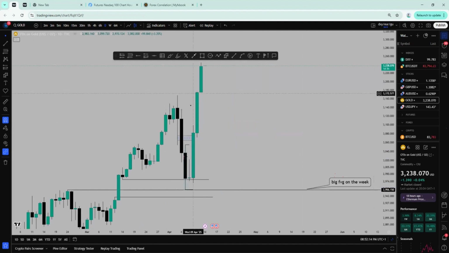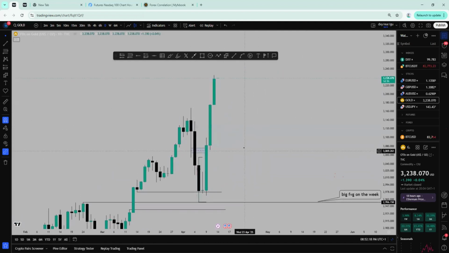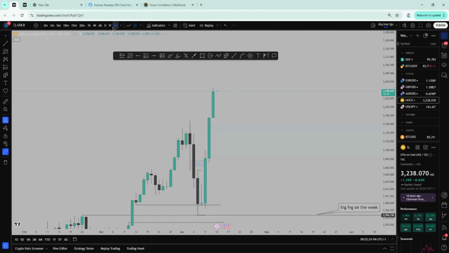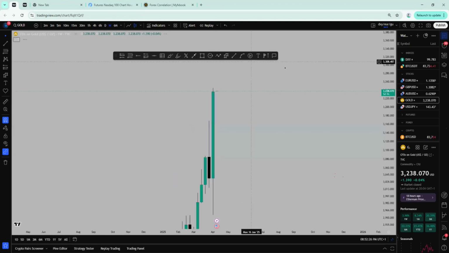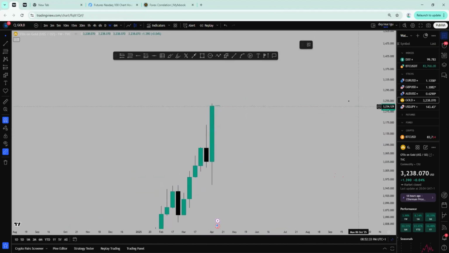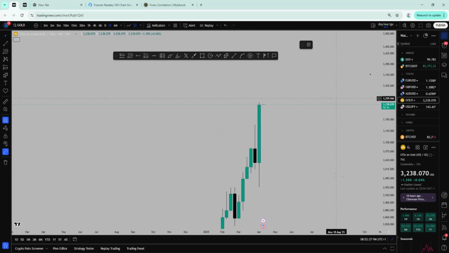Three straight bullish days, pushing higher into 3,238. So what is going to be our next target for gold? Let's look at it on the weekly view. All right, you can see how the weekly candle closed. There are no signs of any reversal, and we are trading way above the all-time high on gold.